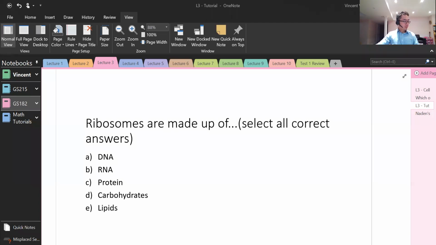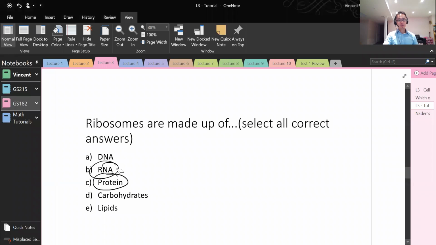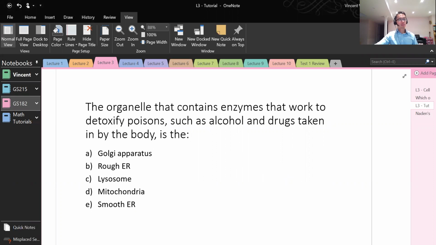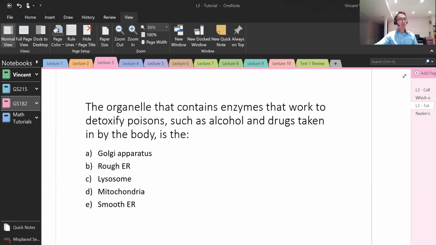Okay, just gonna give a couple more seconds. Yeah, most of you got it right. It is the RNA and the protein. Very good. B and C. Let's do another one. This is a single answer question.